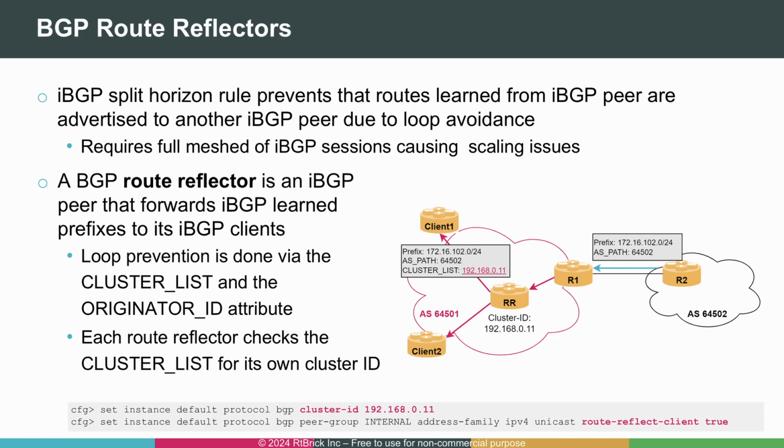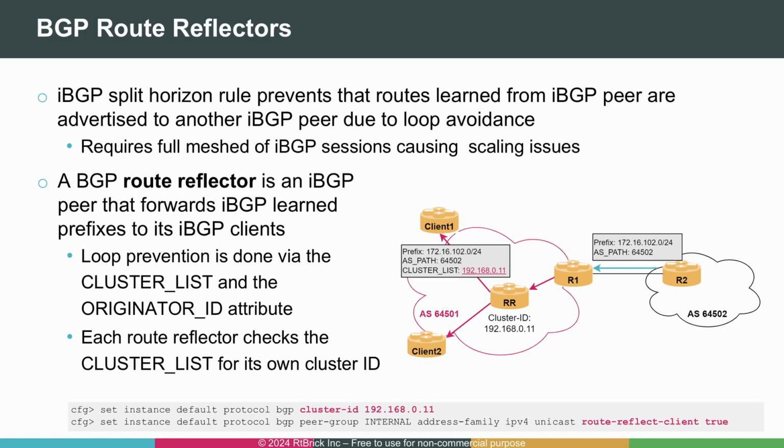The first route reflector also sets the originator ID to the router ID of the internal peer from which it received the route. Before reflecting a route, the route reflector checks the cluster list to see if its own cluster ID is already present. If it is, the route is not reflected. It also ensures that it does not advertise the prefix to the peer identified by the originator ID. In large-scale networks, route reflector hierarchies can be built by making a route reflector the client of another route reflector.